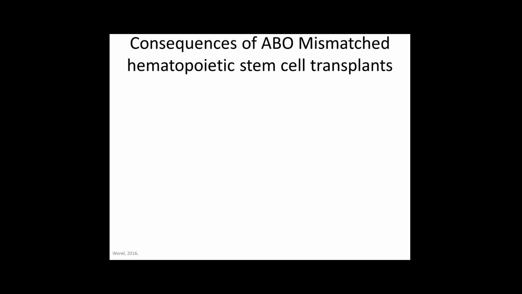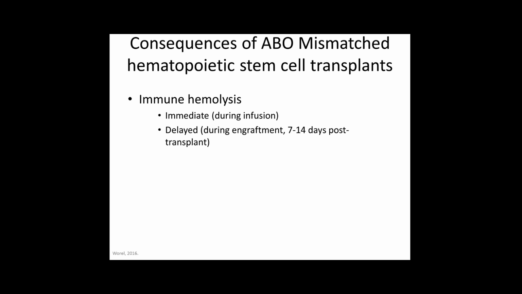So now let's go into some consequences of ABO mismatched transplants. The first one, as you can imagine, is immune-mediated hemolysis. And this occurs in one of two types. The first one being immediate, which would be during infusion. The second one is delayed, which occurs during engraftment about 1 to 2 weeks post-transplant.